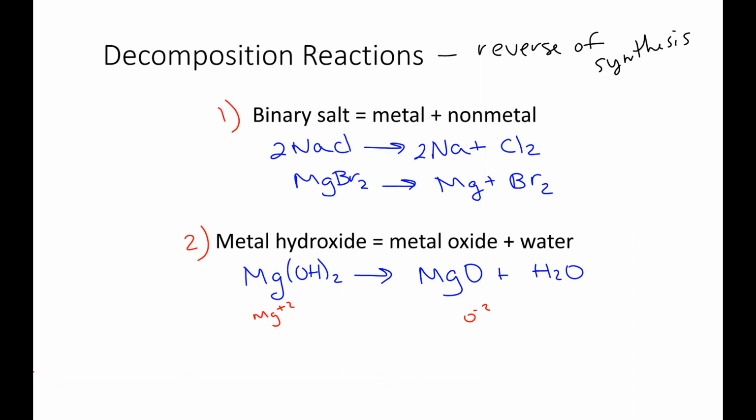Now we just have to balance it. So we have 1 Mg, 1 Mg. 2 O's, oh, we have 2 O's on the right. 2 H's on the left, 2 H's on the right. So we are balanced. So it doesn't matter what metal hydroxide I have, it's always going to be the metal oxide and water as your two products.